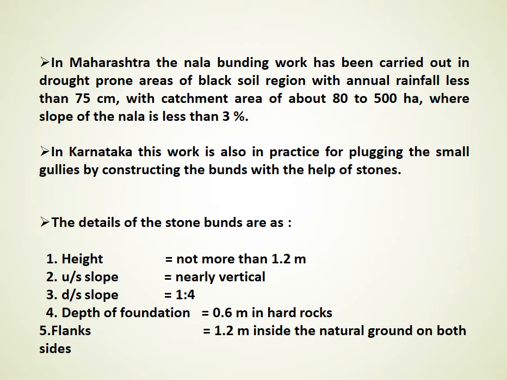In Karnataka, this work is also in practice for plugging the small gullies by constructing the bunds with the help of stones. The details of stone bunds are given as: its height should not be more than 1.2 meters. Upstream slope should be nearly vertical. Downstream slope should be 1:4. The depth of foundation is equal to 0.6 meter in hard rocks. Flanks should be 1.2 meter inside the natural ground on both sides.